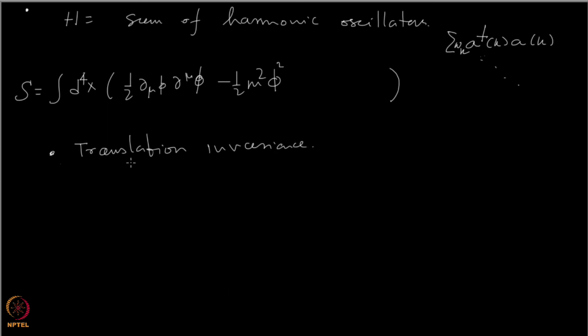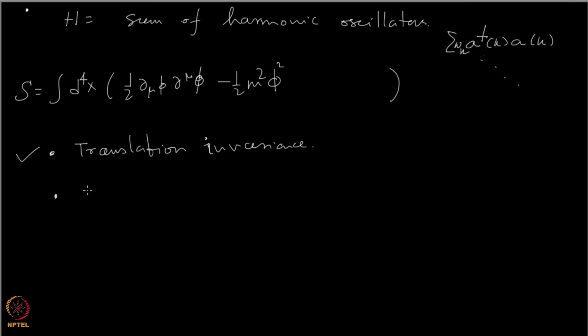I choose this because I know that it leads to momentum conservation, and we know that momentum and energy are conserved in nature. So I know that translation symmetry is a good symmetry of nature, and I want to retain it. So I will keep it.